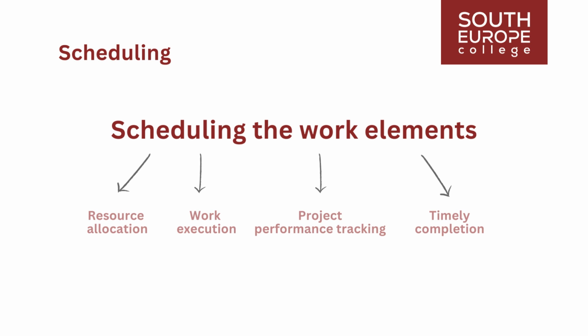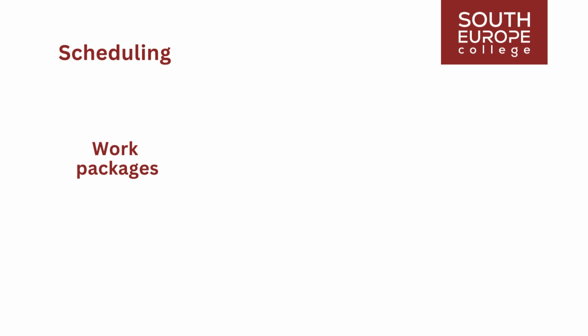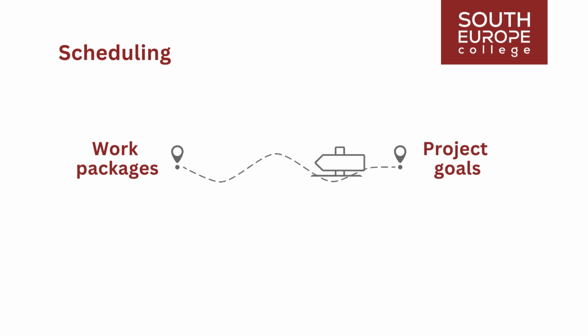Schedules delineate the timing for work elements and indicate when specific events and project milestones are expected. In the context of project plans, similarities can be drawn to roadmaps. They guide you on reaching your destination and showcase the progress made along the way. Work packages, representing essential tasks, collectively form the road to project goals. Along this road are signposts named events and milestones, providing progress indicators. Upon passing the last event, you have reached the final destination, project completion.